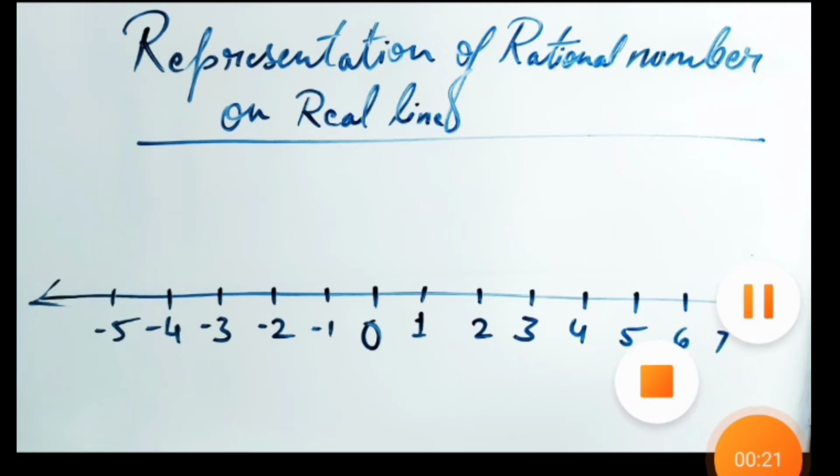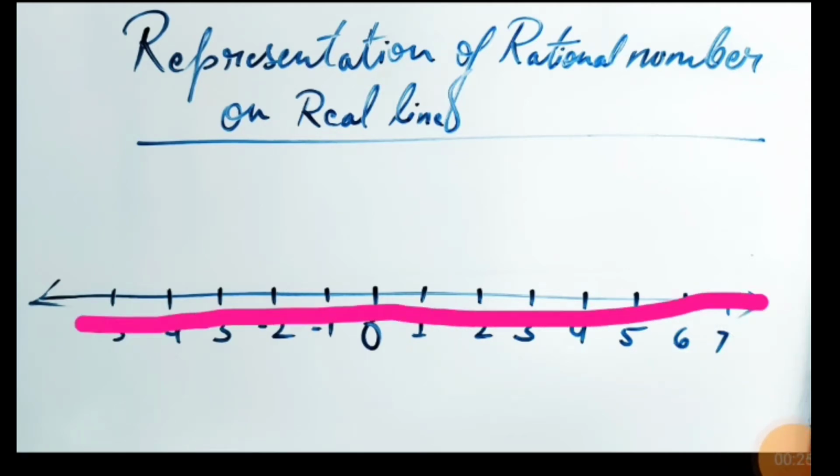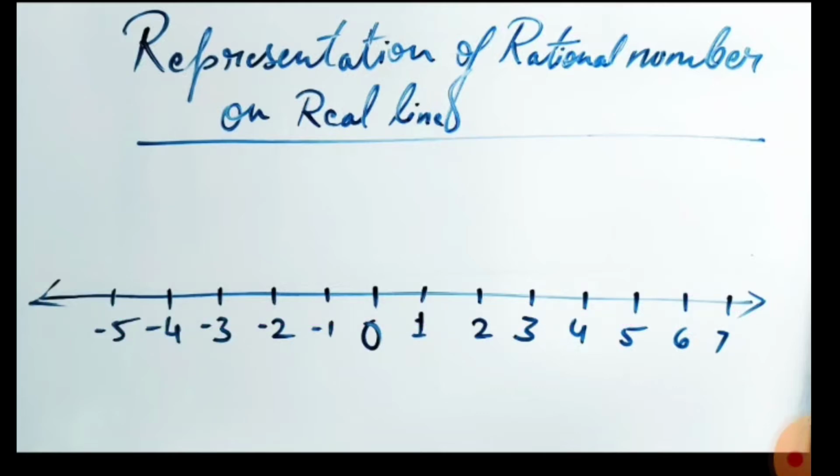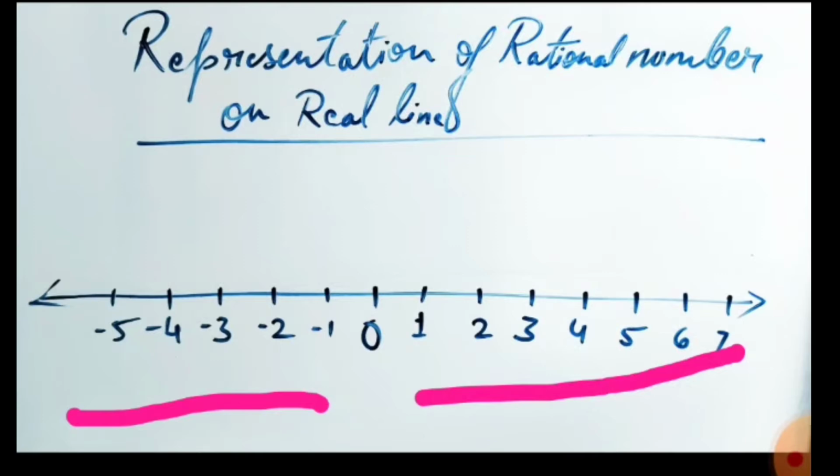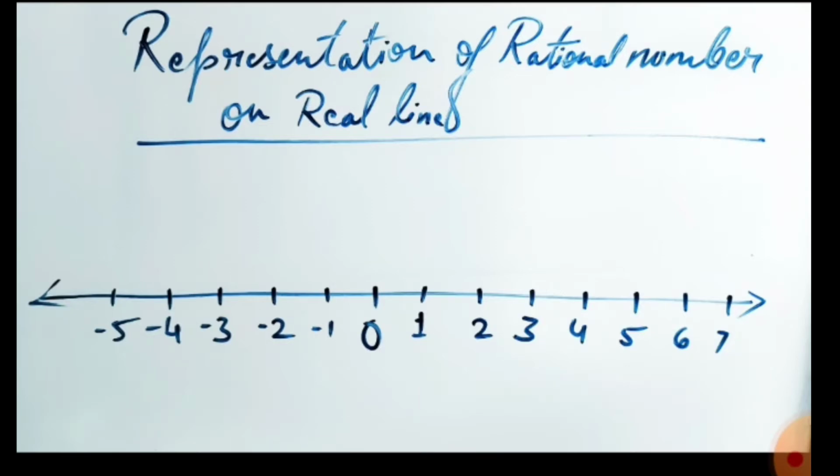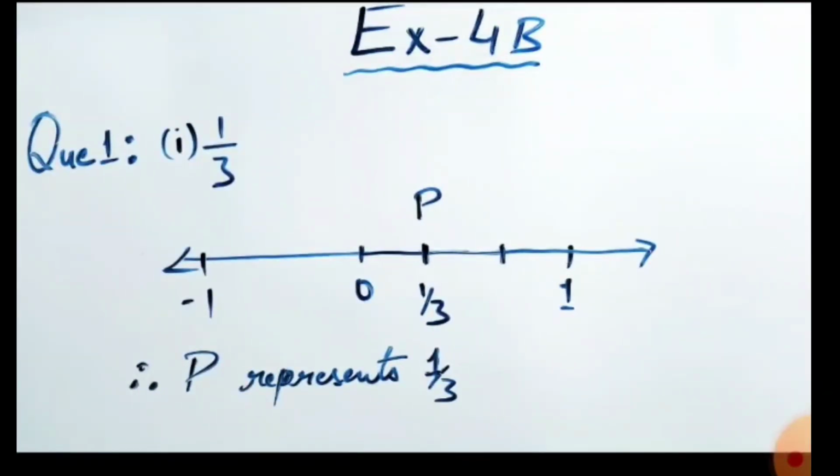So, here it is already drawn. This is a number line, and there it is 0, and on the right side of 0 the numbers are positive. You can see 1, 2, 3, all are positive numbers, and on the left side of 0 the numbers are negative. There will be negative numbers. So now, how to represent a rational number on a number line?